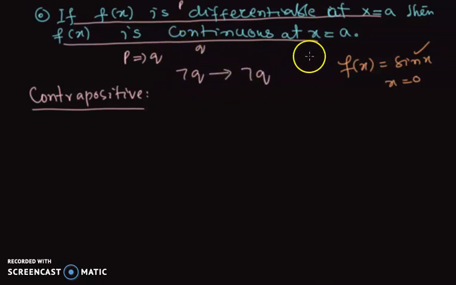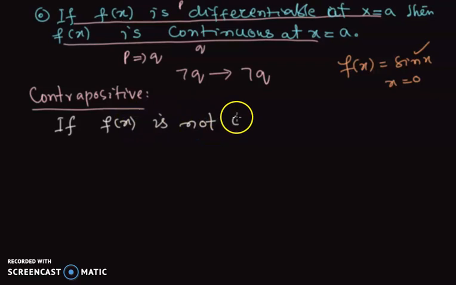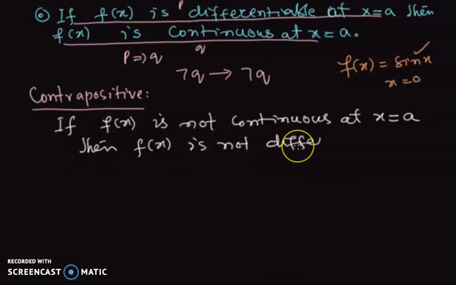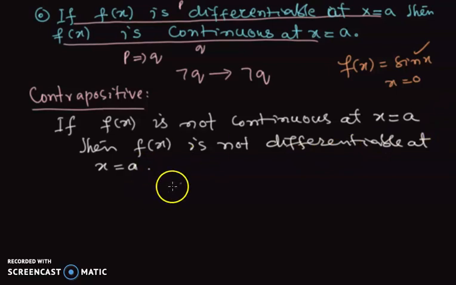Or I can say that if f of x is not continuous at x equal to a, then f of x is not differentiable at x equal to a. So if a function is not continuous, then it is not going to be differentiable.